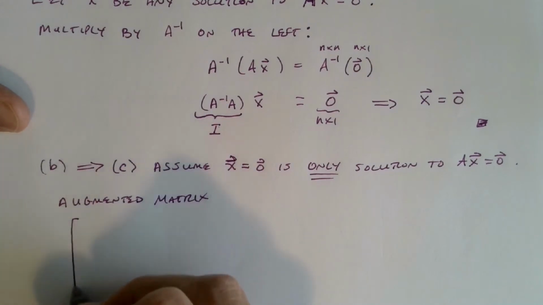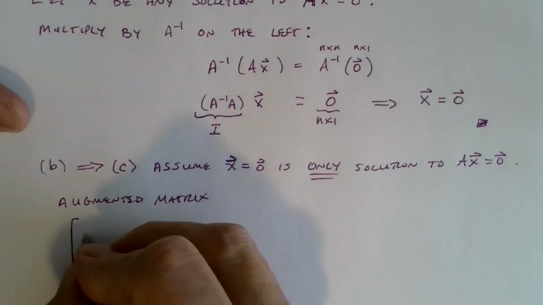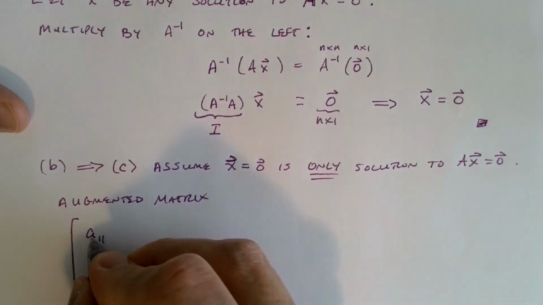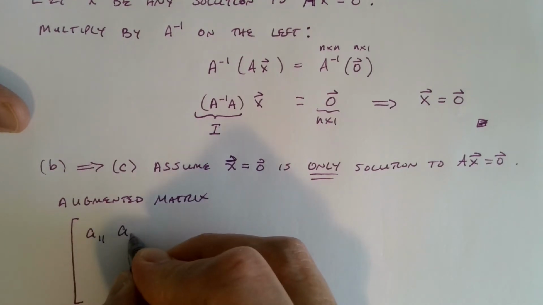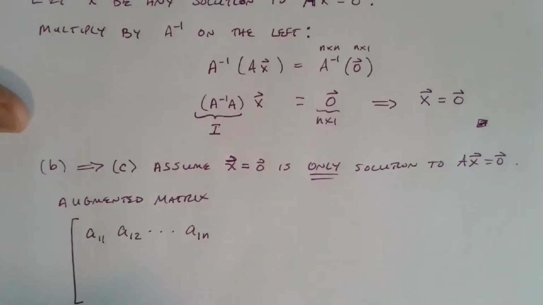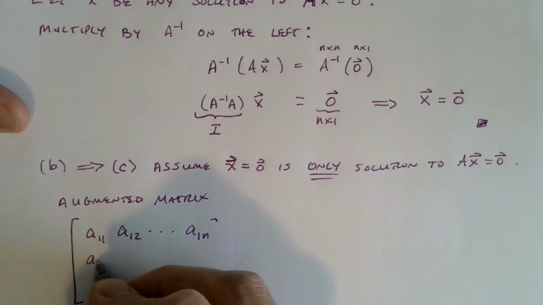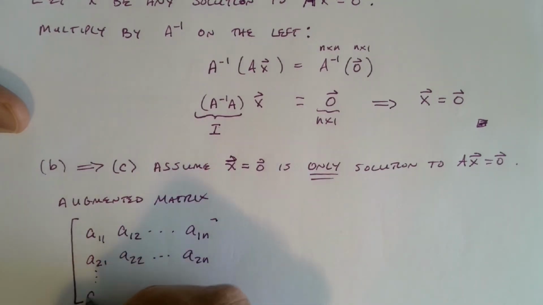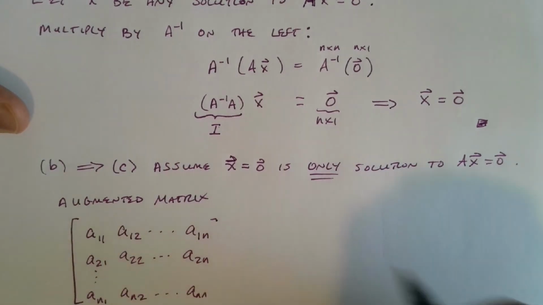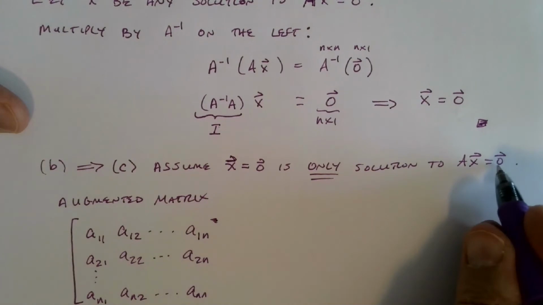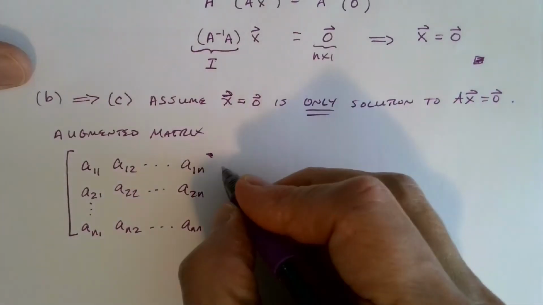The augmented matrix, remember, we've got the coefficient matrix of A. The coefficients in the first equation are A11, the coefficient of x sub 1 in the first equation, then the coefficient of x sub 2 in the first equation, and so on, all the way to what? A sub 1n, because A is n by n. And then A21, A22, and so on. These are all the coefficients, all the way down to AN1, AN2, ANN. Okay, and then for the augmented matrix, remember, we add on the constants. And what are the constants in this case? They're all zeros.